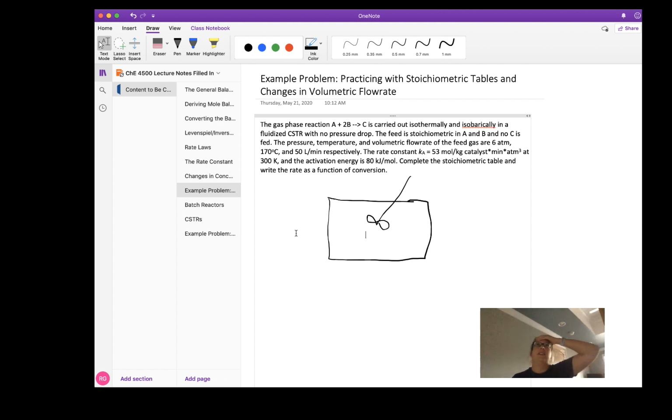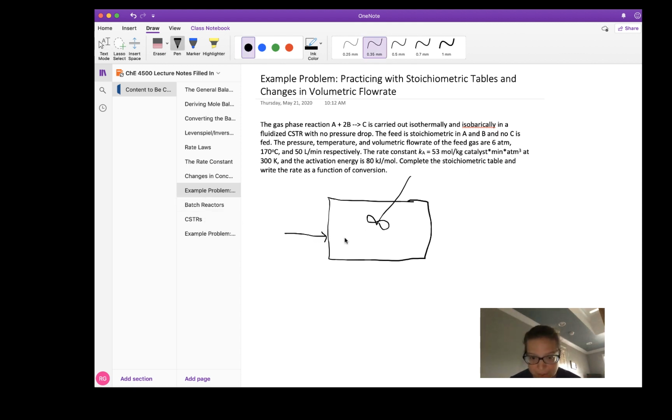The analog in the tubular reactor is the PFR versus the PBR. We'll get into that in a few lectures. In that case, there's a pressure drop that we have to take into account by using the Ergun equation. That's not the case in the fluidized CSTR. In the fluidized CSTR, it's really just a matter of solving for a volume versus a catalyst weight.